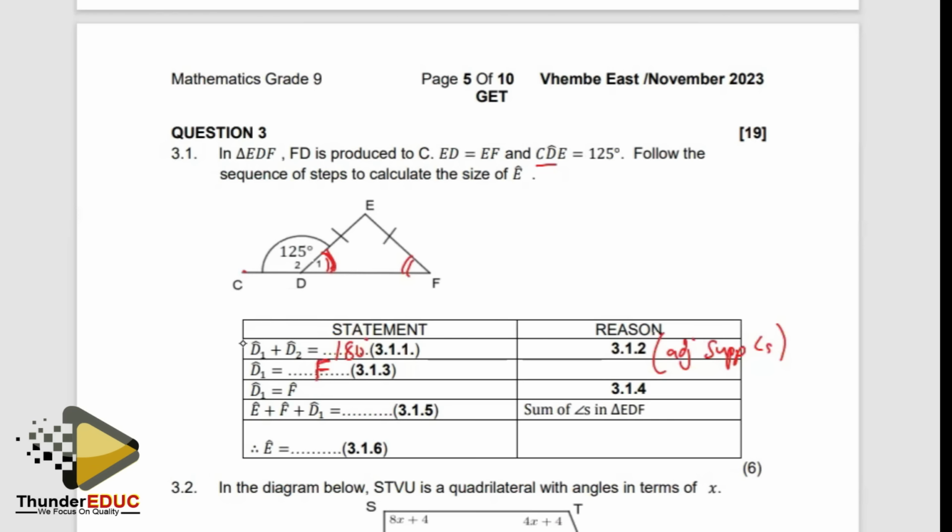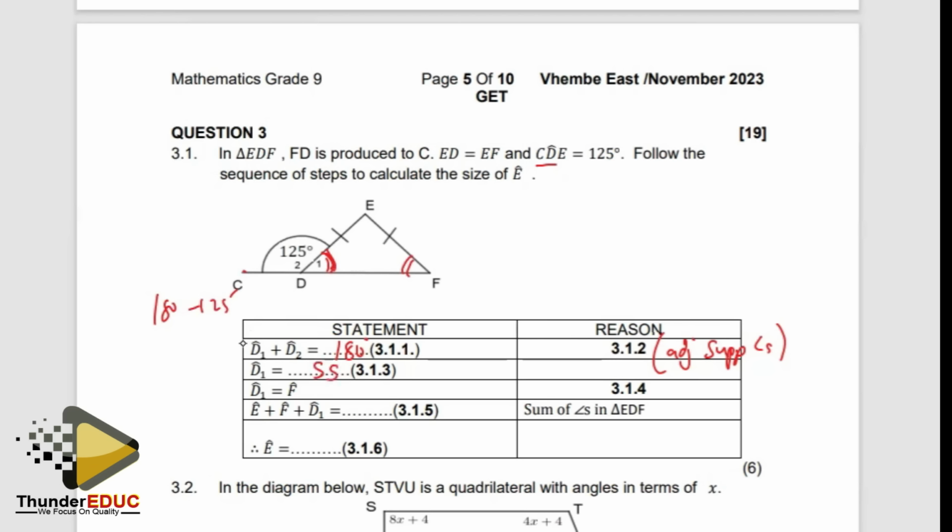They don't want the reason. They need us to get the value. Let's get the value first. So if this is 180, what is 180 minus 125? So 180 minus 125 gives us 55. So D1 will be a 55.